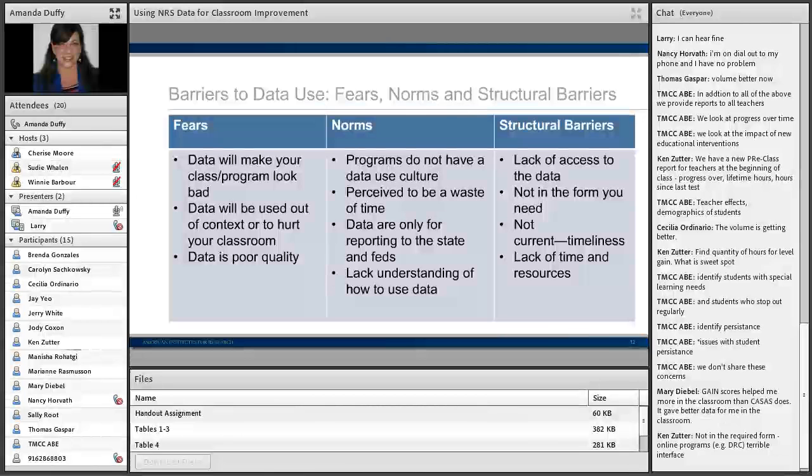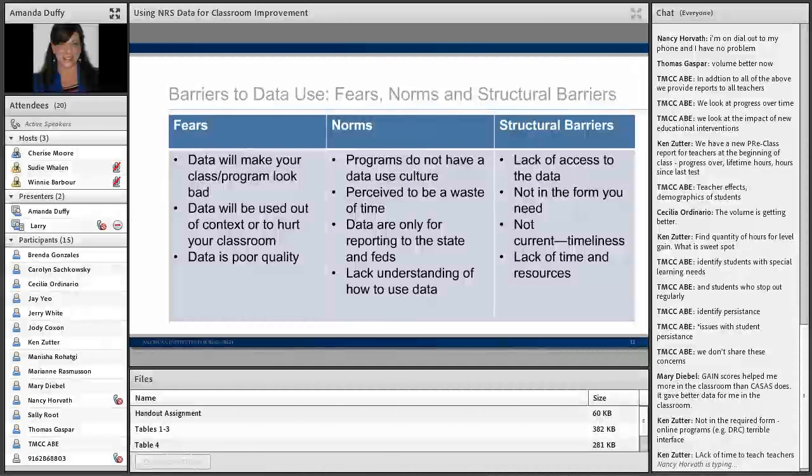Because the structural barrier is having an actual lack of access to the data. You can't do anything with the data if you don't have access to it, or if it's not in the form you need. So if you're getting program data, you can't look at it in terms of how it relates to your classroom and how you could make improvements for your students. If it's not current, so if you're receiving data twice a year instead of every month or being able to access it yourself, that's going to interfere with your ability to use it effectively. And of course, a lack of time and resources. Time and resources is huge. And Ken says lack of time to teach teachers. Absolutely.